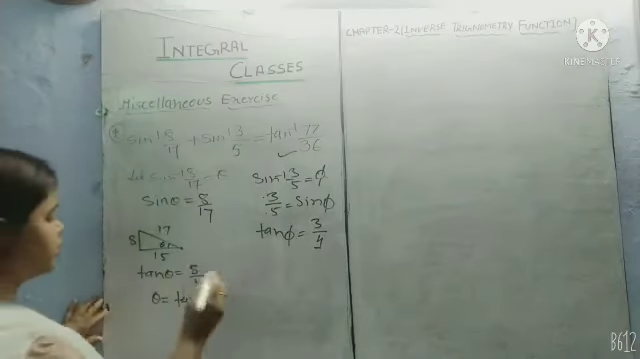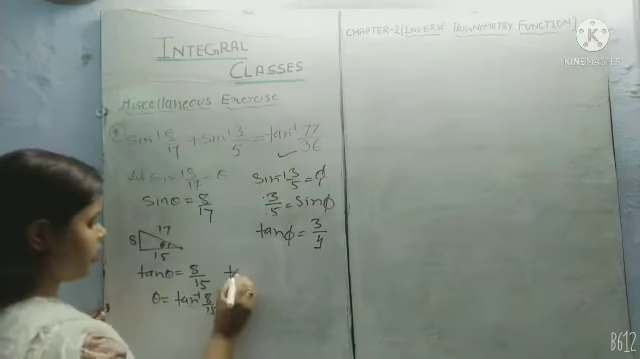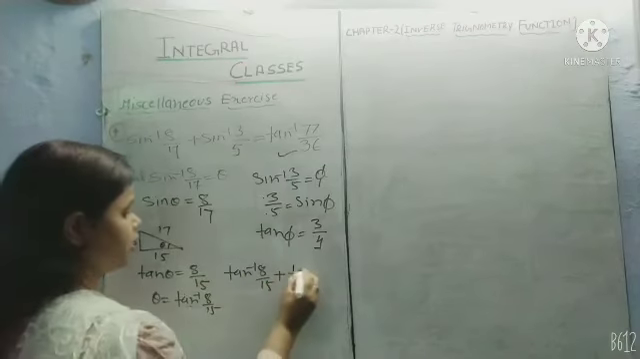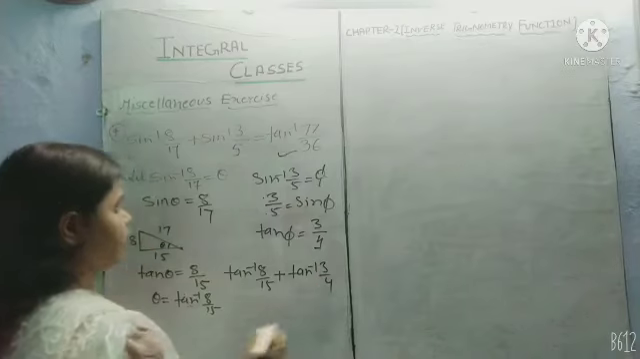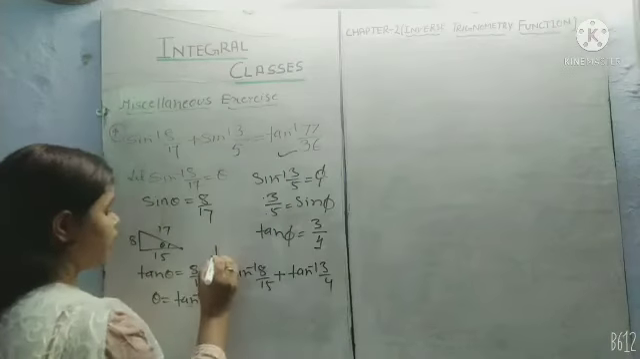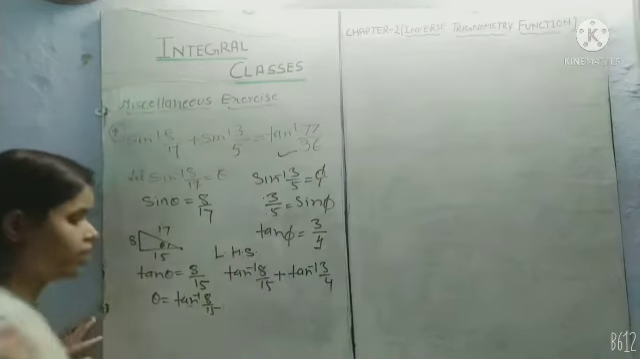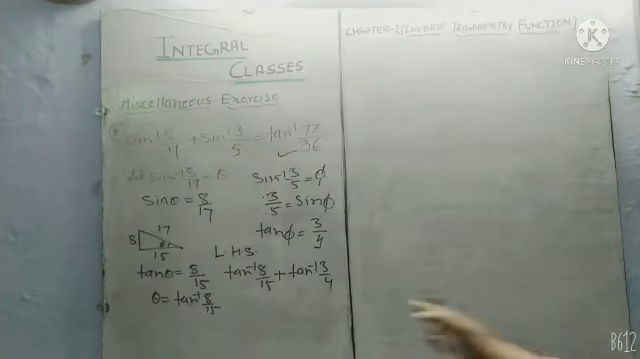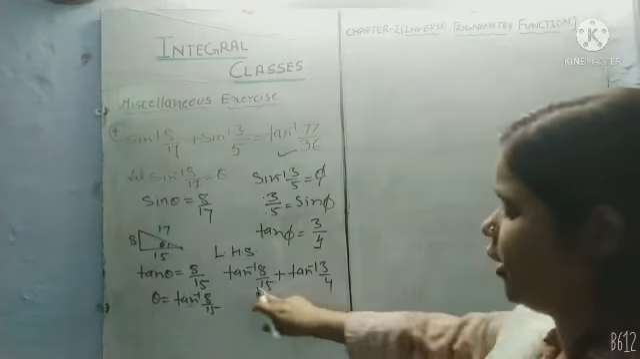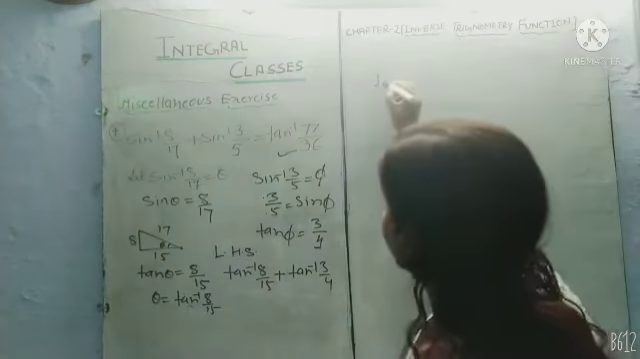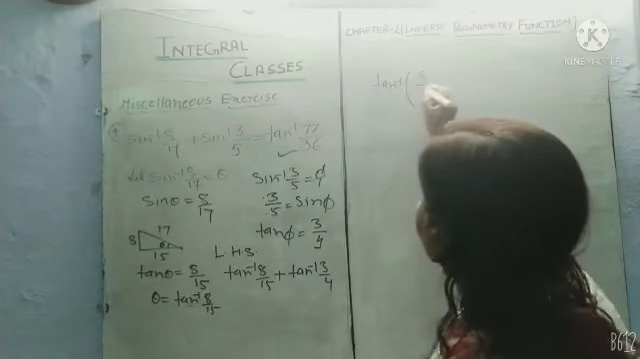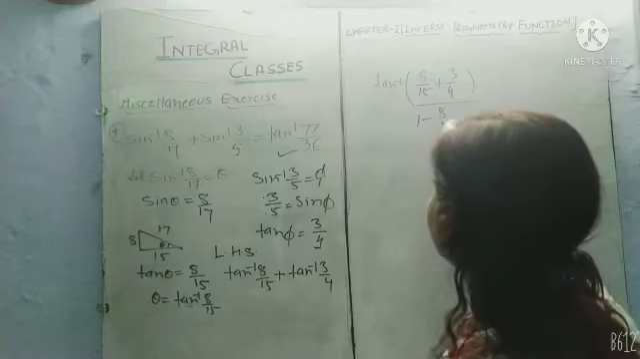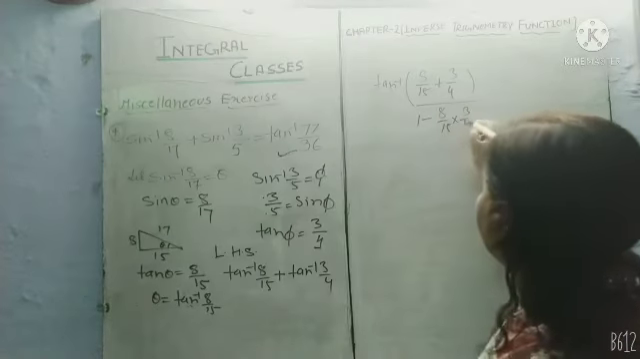Now we will change here, it will become tan inverse 8/15 plus tan inverse 3/4. Now it is a left hand side. From left hand side we will start and get the answer in a right hand side. Now tan inverse x plus tan inverse y, what? Tan inverse x is 8/15, y is 3/4 upon 1 minus 8/15 into 3/4.